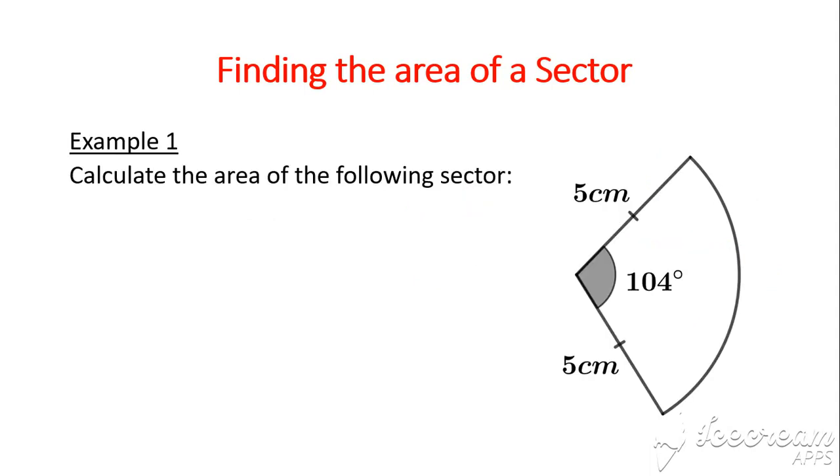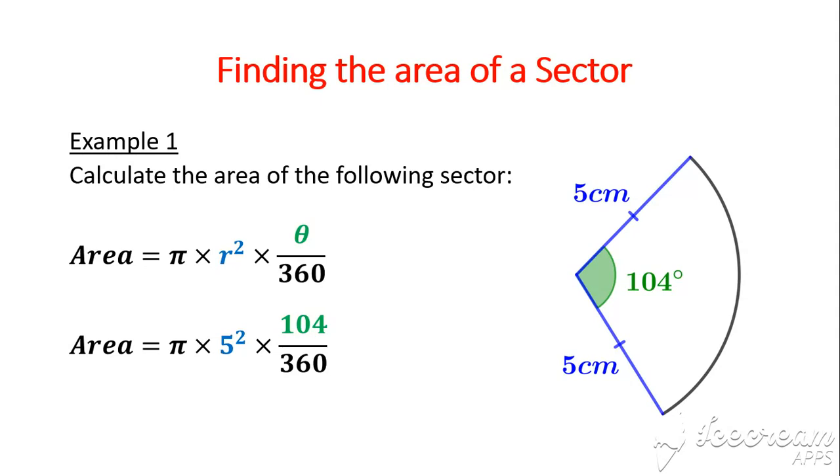Right, straight into example 1. Calculate the area of the following sector. So area is equal to pi times r squared times theta over 360. Well, r is 5, the radius, and theta is the angle at the center, which is 104 degrees. So I'm going to go pi times 5 squared times 104 over 360.